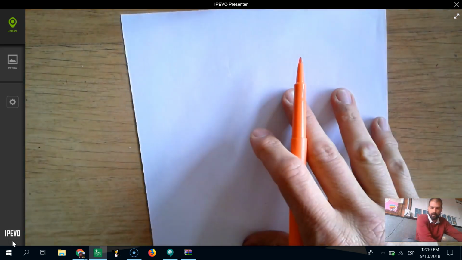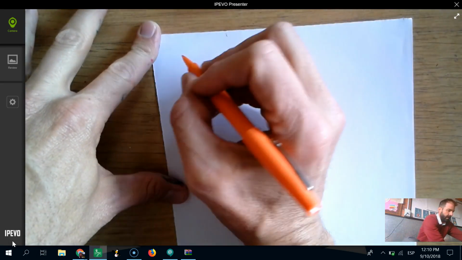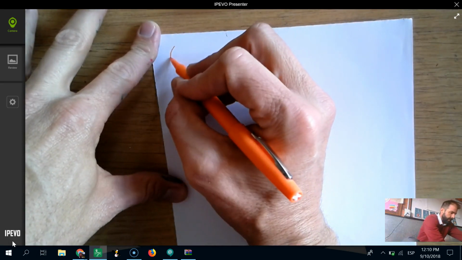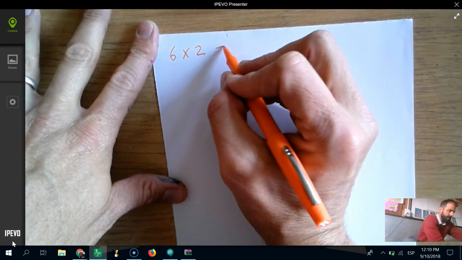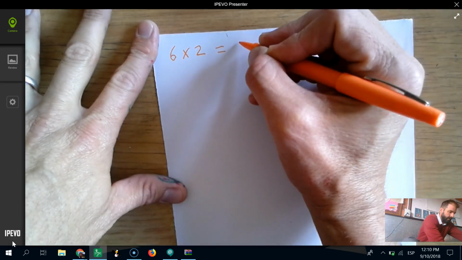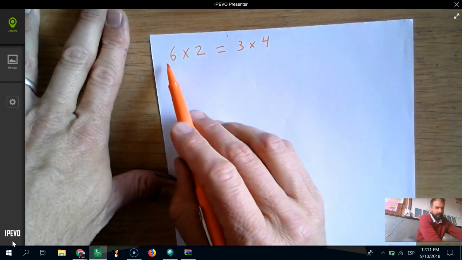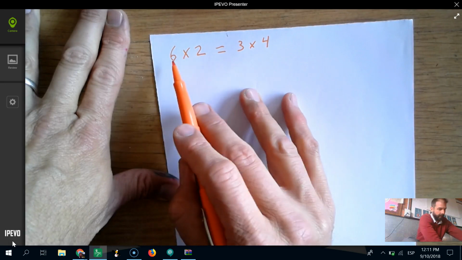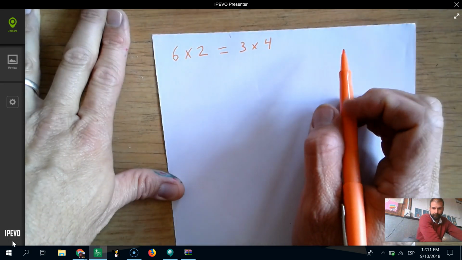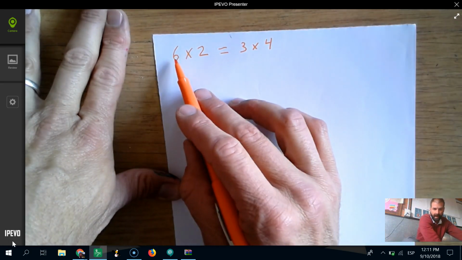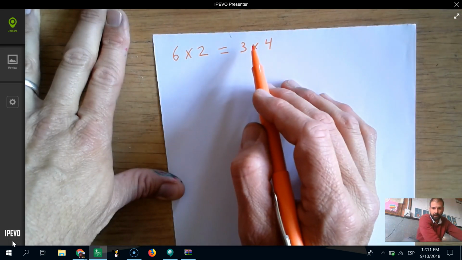The very first thing I want to talk to you about is doubling and halving. What that means is this: if we have an equation like 6 times 2, that is the same thing as the equation 3 times 4. Look at the relationship here. Half of 6 is 3, the double of 2 is 4. Anytime you have two numbers, if you take half of one and double the other one, you are going to get an equivalent equation.